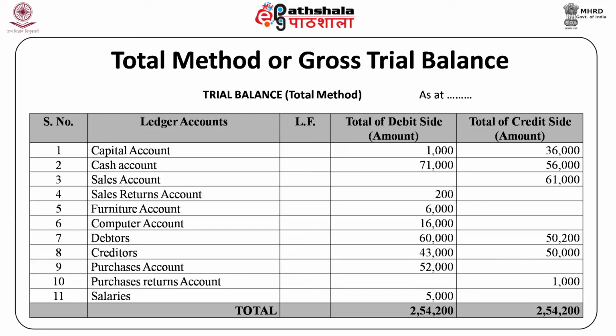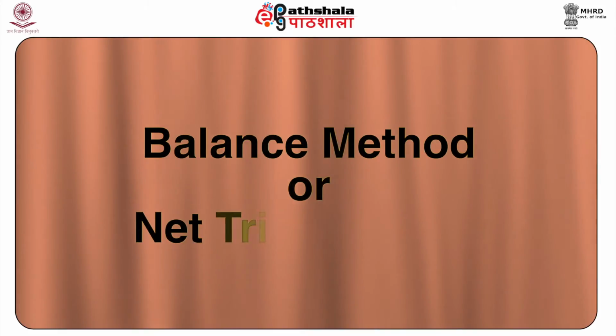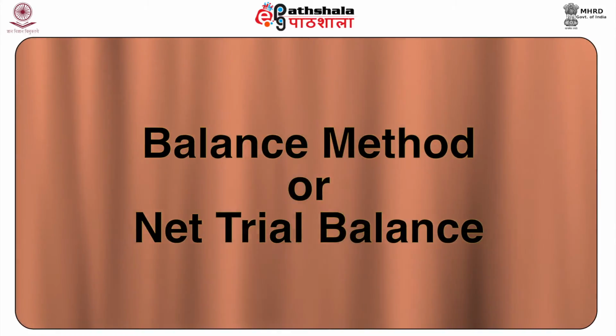Purchases return account 1,000 credit. Salaries 5,000. Again you see the total of both the sides is 2,54,200.